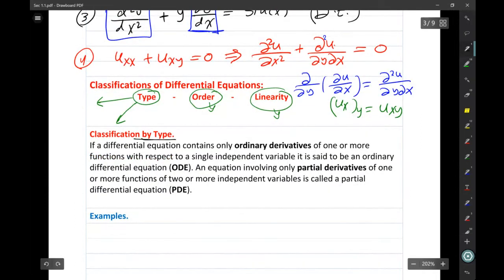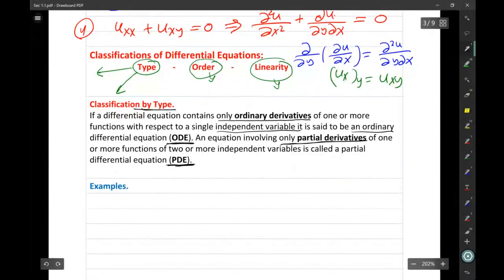The classification by type: the differential equation will be either an ordinary differential equation or a partial differential equation. If the differential equation contains only ordinary derivatives of one or more functions with respect to a single independent variable, it's said to be an ordinary differential equation, ODE. But if the equation involves only partial derivatives of one or more functions of two or more independent variables, then this is called a partial differential equation.